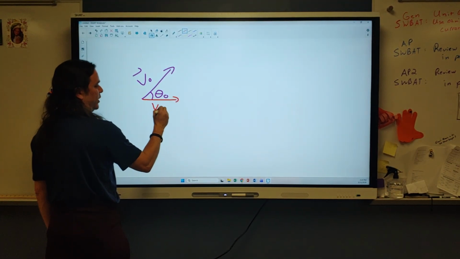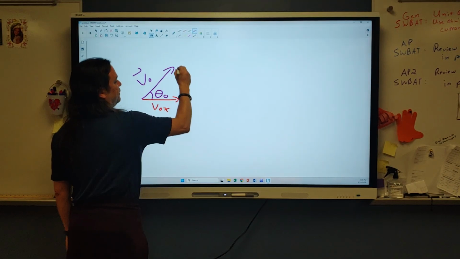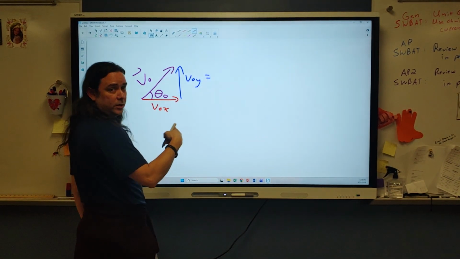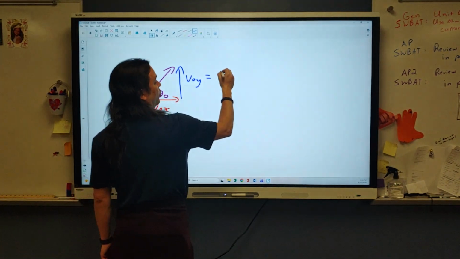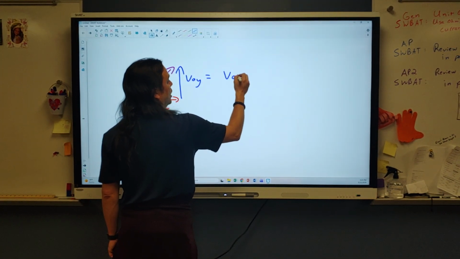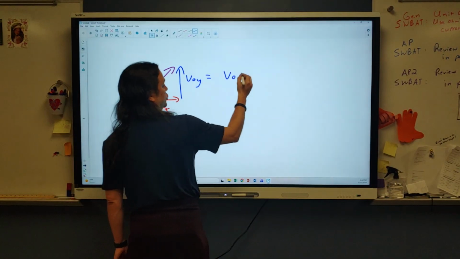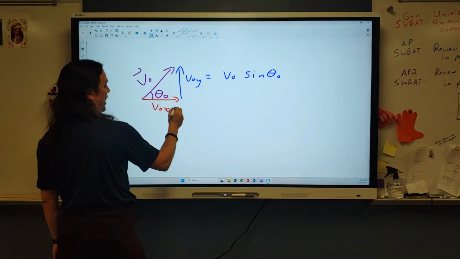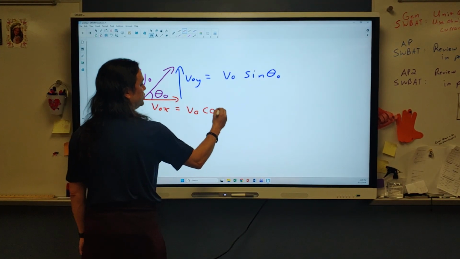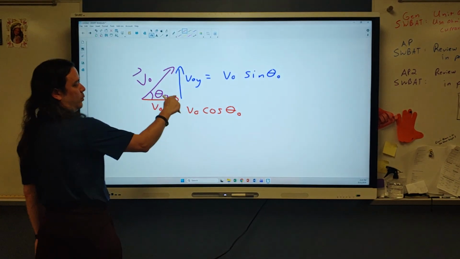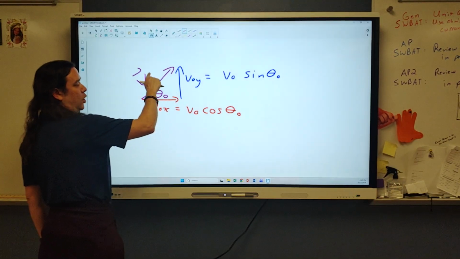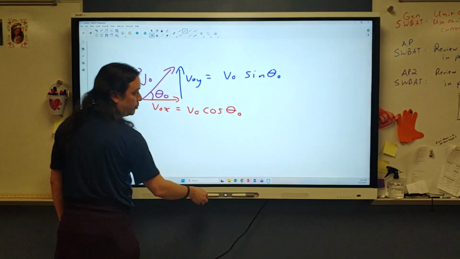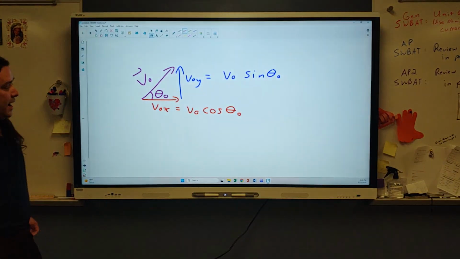Note that that means that we have a v naught x this way. We have a v naught y this way. And I'll go ahead and fill in something that we're going to need a little bit later. We don't necessarily need it for part A, but I know that we'll need it soon. V naught y would be v naught, the total magnitude, times sine of theta naught. And in our x direction, v naught x would be v naught times cosine theta naught. We can see that with our right triangle here. Sine is opposite over hypotenuse, and cosine is adjacent over hypotenuse. Moving that around, we end up with this. So we're going to come back to those.